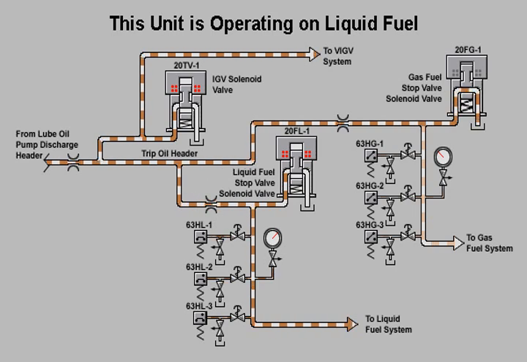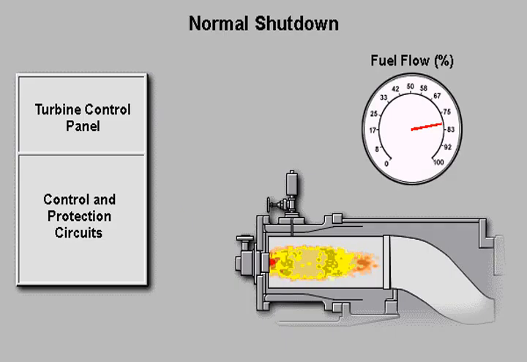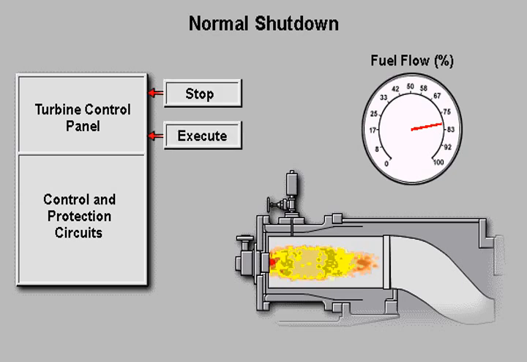This keeps the fuel stop valve open and enables either hydraulic oil or trip oil to operate the fuel system servo valves. Normally, turbine shutdown is initiated when the lead operator selects stop and execute on the operator interface of the turbine control panel. Throughout the shutdown sequence, fuel flow is gradually reduced to the minimum fuel stroke reference, FSR. Further reduction in fuel flow results in flameout of the combustion chambers.